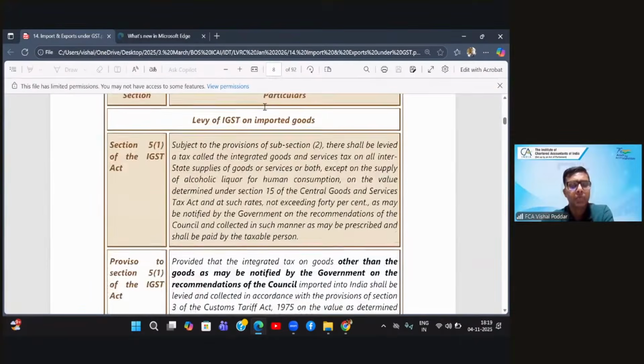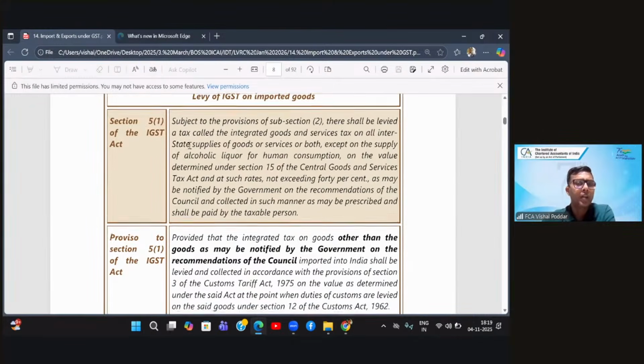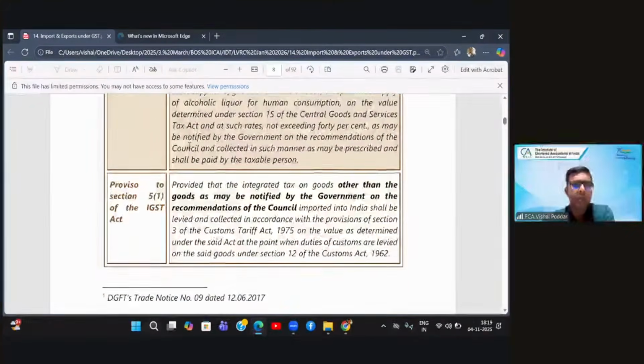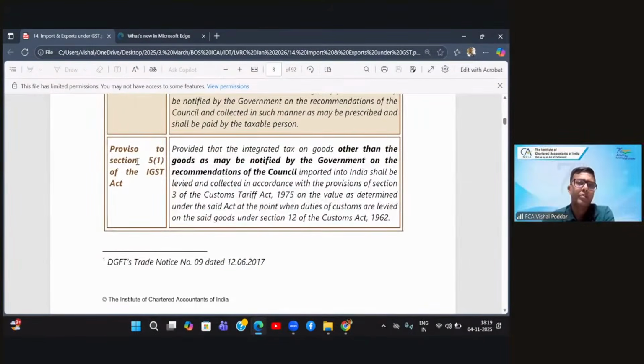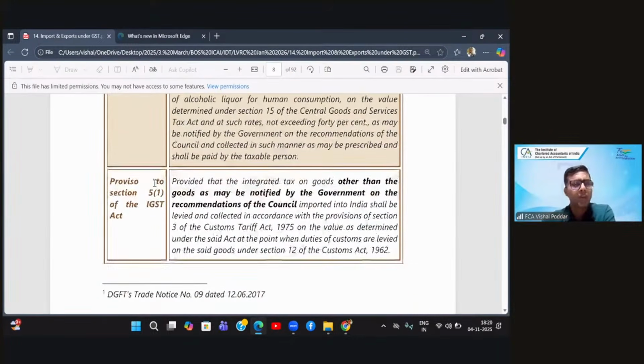Fine. Now statutory provisions. Section 5(1) is the charging section of IGST, which provides that there shall be levied a tax on interstate supplies. What is important is this proviso, because this is creating a specific charge on import of goods. You'll say, sir, why was there a need to create a specific charge on import of goods? Is it not covered under 5(1)? Answer is, it is covered under 5(1). But then why is this proviso required under 5(1)? Because we want to shift the levy, the collection, the time of supply, everything to customs law.